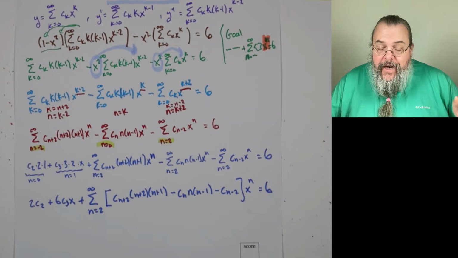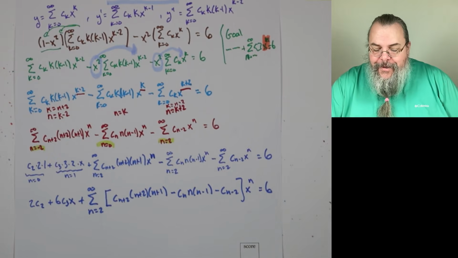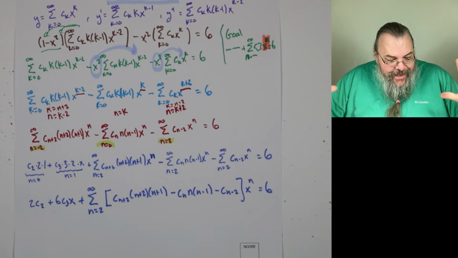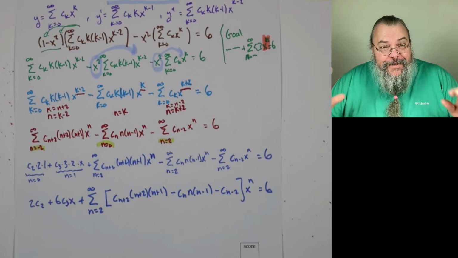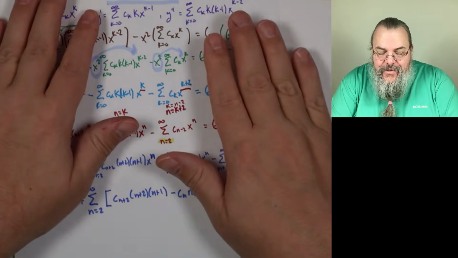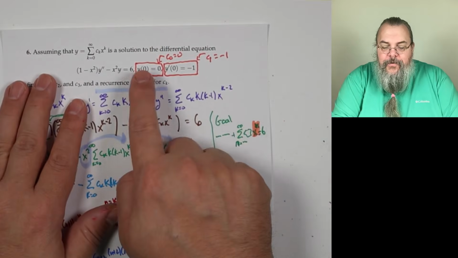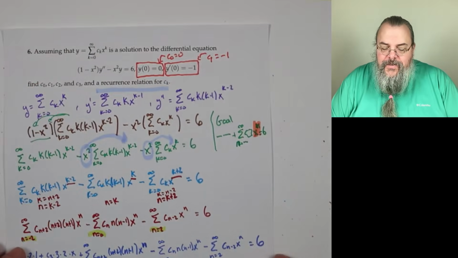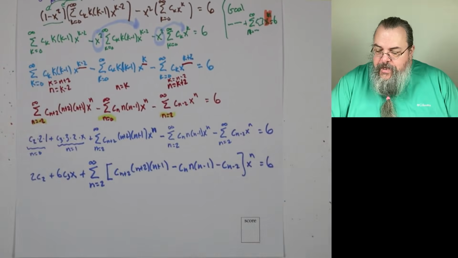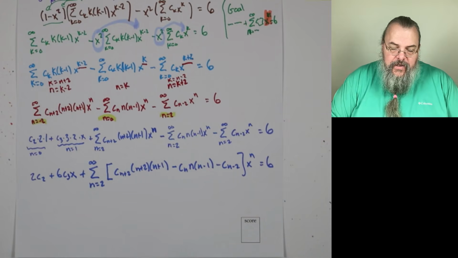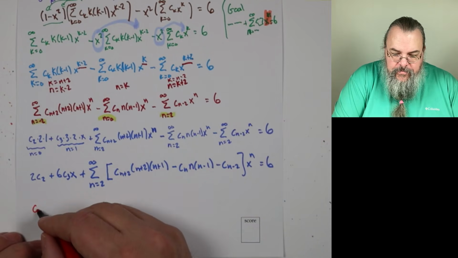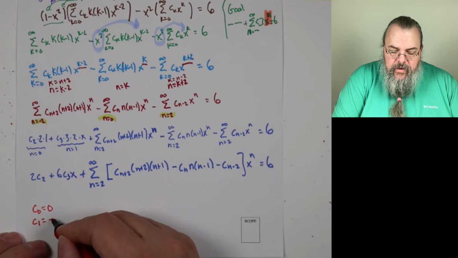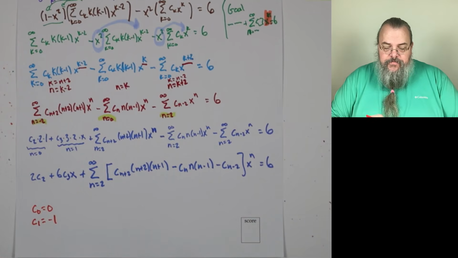All right, we're ready to put everything together. And you're like, Steve, we're almost out of paper. That's okay. We're also almost out of problem to do. Let's recall what we said. From the initial conditions, you get C0 and C1. So we already have the following: C0 equals 0, C1 equals negative 1. Those were given to us.